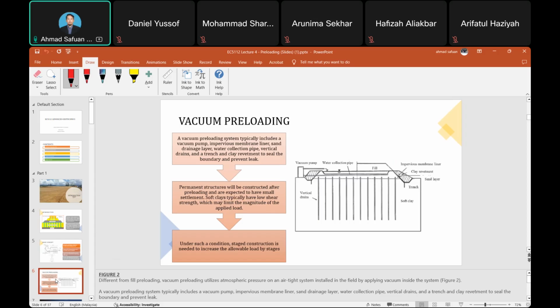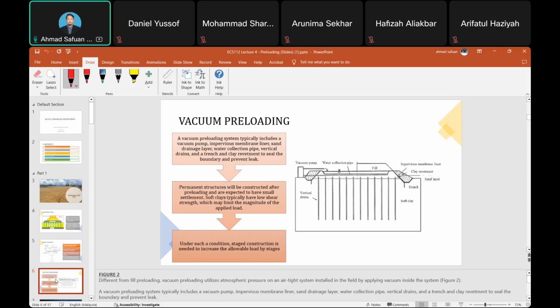Definitely we need to use vertical drains and a trench and clay revetment to seal the boundary and prevent leak. Because they use a pump, they need to make sure that there is no leak, in the construction of the vacuum preloading method.